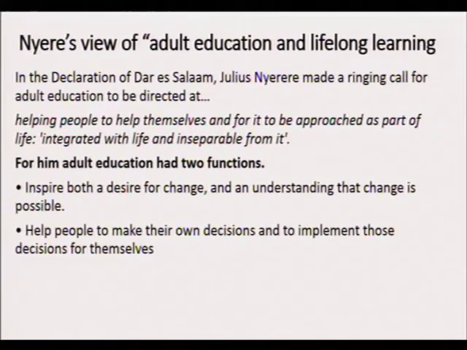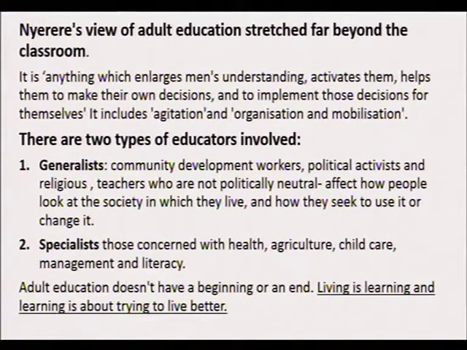One was to inspire a desire for change and an understanding that this change was possible. And the second was helping people to make their own decisions and to implement those decisions for themselves. His view of adult education stretched far beyond the classroom. It was anything that enlarges man's understanding, could activate him, help him to make his own decision and implement those decisions for himself, and it included agitation, organization, as well as mobilization.